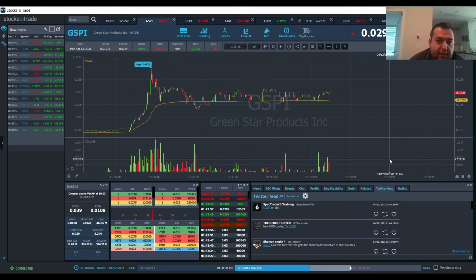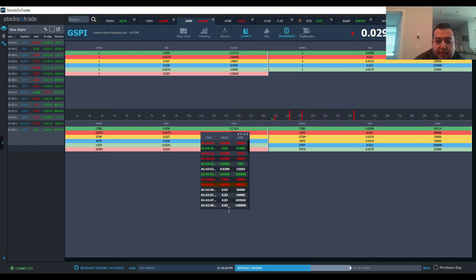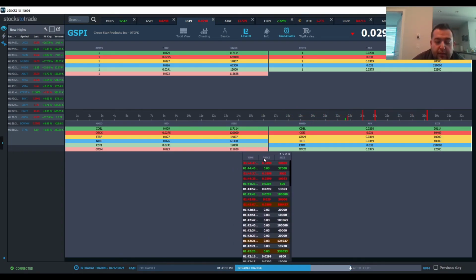So when it comes to level two, the first thing you need to understand is there is often a lot of manipulation going on. Size can be hidden, entries can be hidden, a lot of anonymous orders can be coming in. So the big thing is that level two has to be used in tandem with the time and sales tape to actually get a feel for what's going on and what sort of price action is following through.